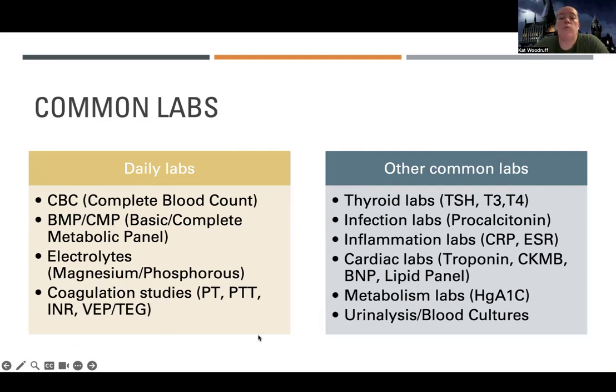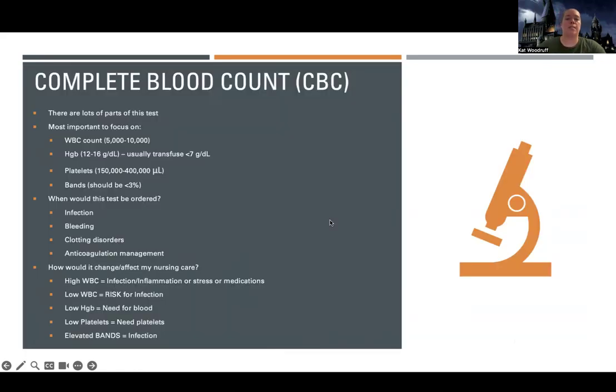And then some other common ones that you might see done are things like thyroid labs, like your TSH or T3 or T4, your infection labs, such as a procalcitonin, inflammation labs, cardiac labs. Metabolism labs like a hemoglobin A1C, and then a urinalysis or blood cultures. Those are some other examples. But let's go deeper into some of these.